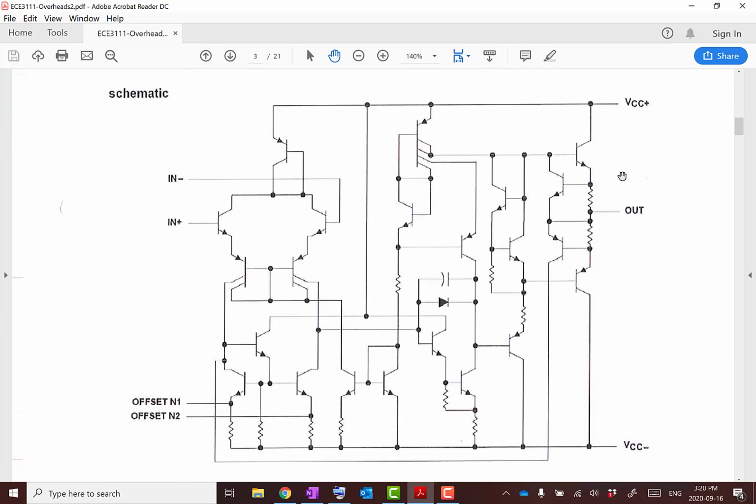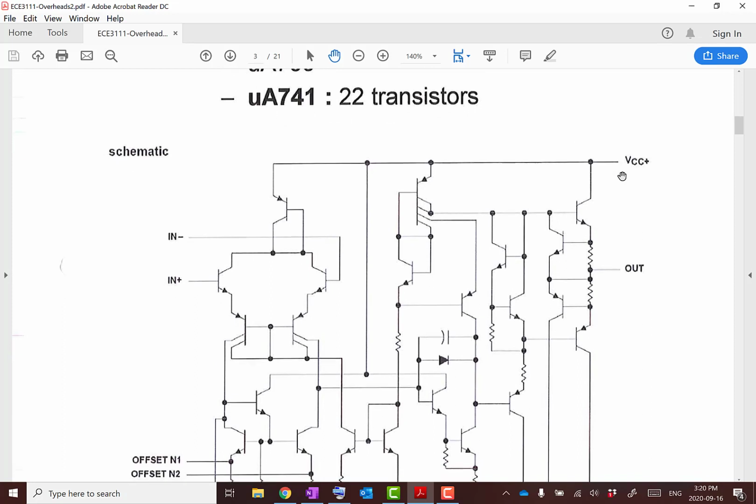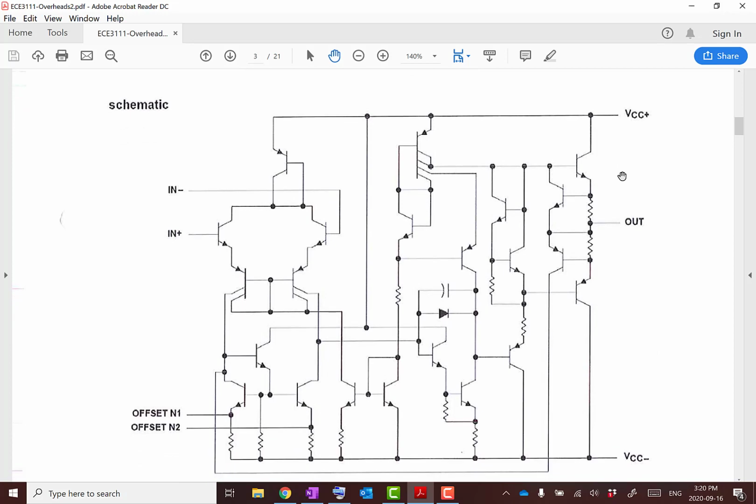In fact, here's a look at the internal components that make up the ECE3111 op-amp, a series of transistors, resistors, capacitors, diodes. This device, which is a very simple op-amp in today's world, is made up of 22 transistors. So even in the early days, it was a fairly complex device, and they're much more complex than this now.